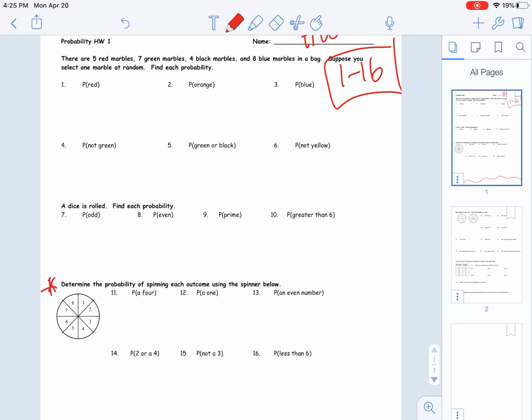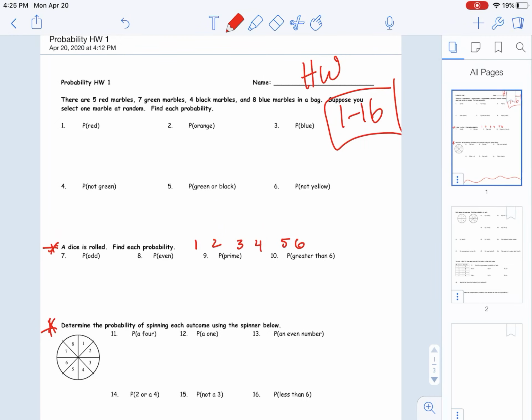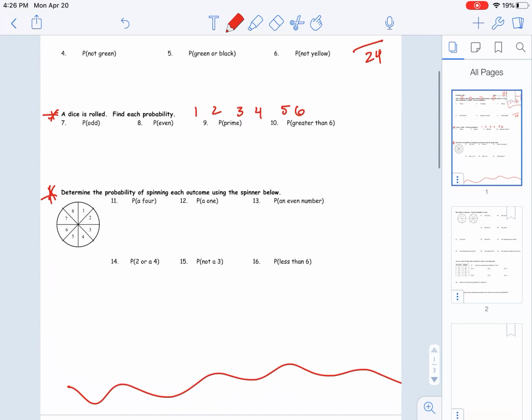This should be self-explanatory. A dice is rolled. So a dice has 6 numbers on it, 1 through 6. So answer those questions. And then the top here, I was buying time, I had to plug my pen in. It stopped working. 5 red, 7 green, 4 black, 8 blue. So 12, 24. All the denominators are 24 before you simplify. All right, so do 1 to 16.